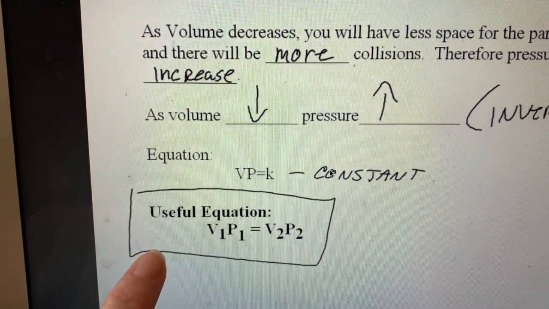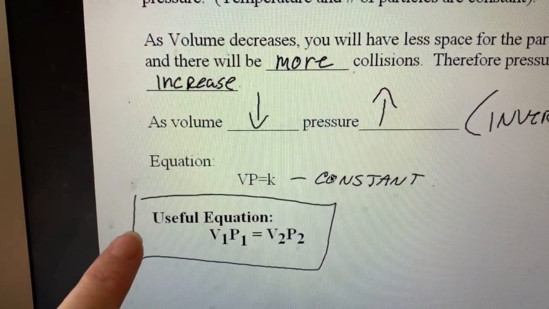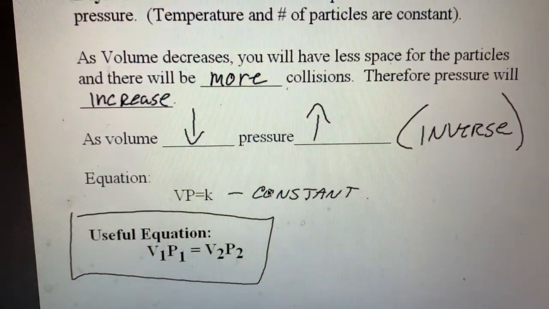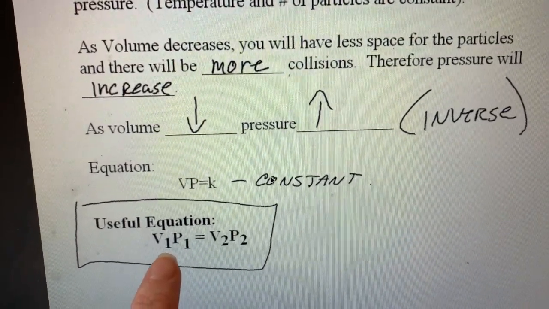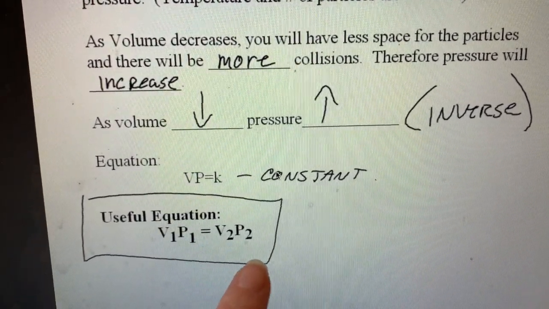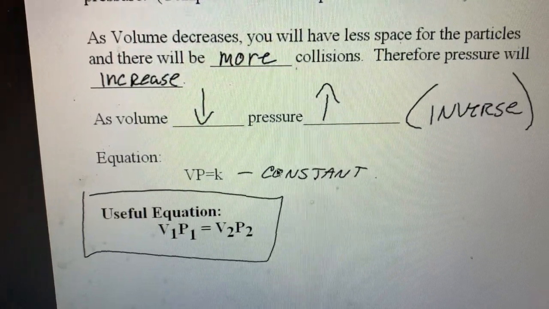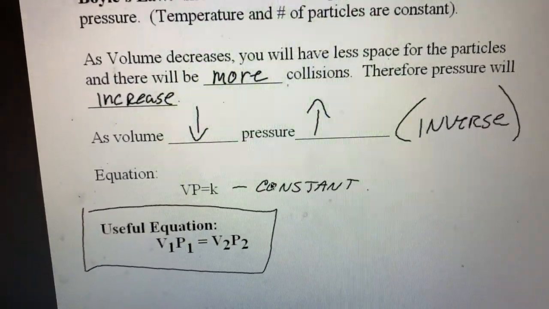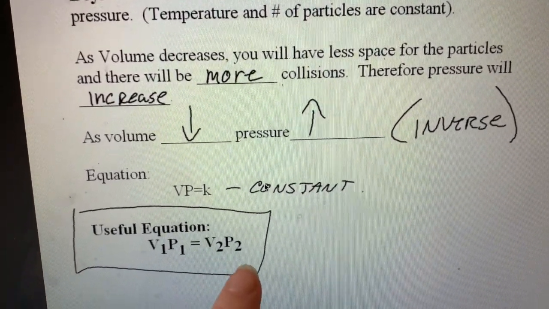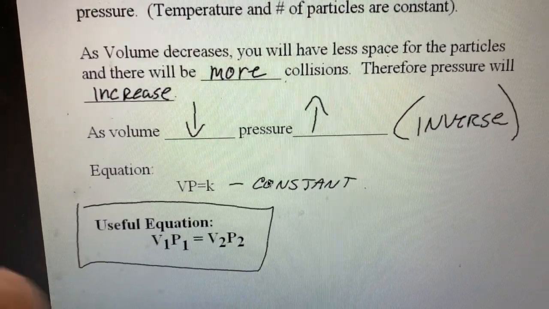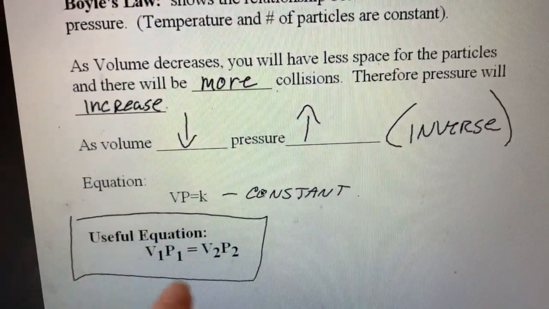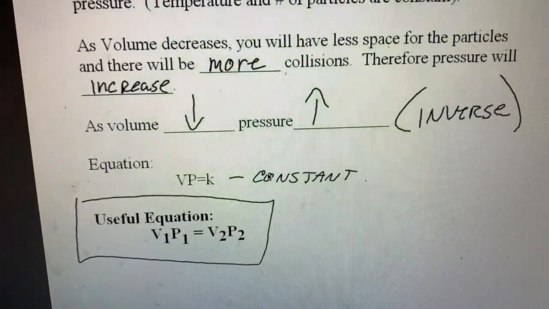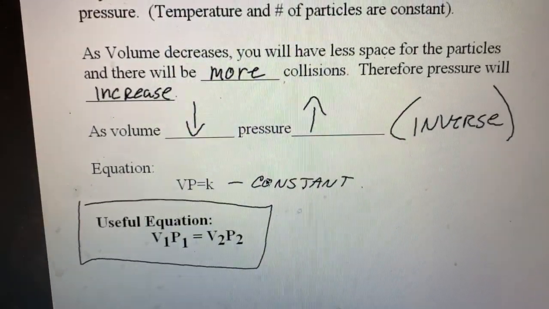The useful equation, and that's why this is boxed in, this is the one you want to put a star by, is the equation that you're going to use to solve problems. So we have V1 P1 equals V2 P2. The ones stand for initial. So your initial volume times your initial pressure, which will be given to you, are going to equal your final volume times your final pressure. You're just going to plug your numbers in, determining what your initial pressure, volume, etc. are, and then algebraically solve.